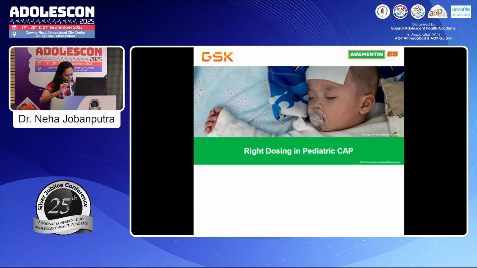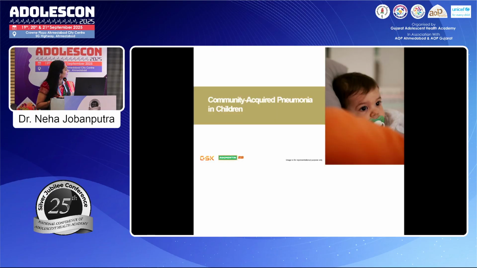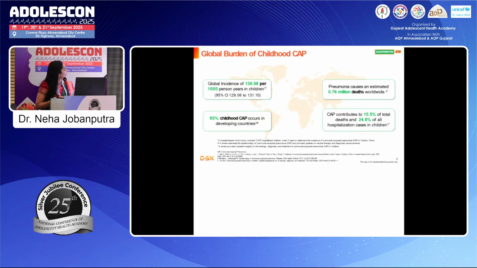So before we go further, let us see how the global and Indian burden is in childhood community-acquired pneumonia. Globally, community-acquired pneumonia still causes 15% of all childhood deaths and nearly a quarter of pediatric hospitalizations. India alone bears about 23% of the world's pneumonia burden, with 4 million cases annually.